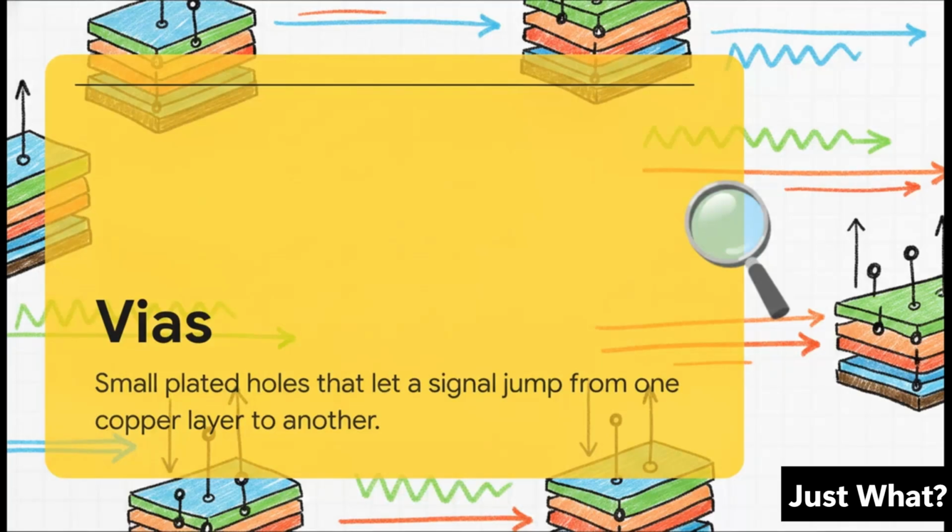Our third core element brings in the third dimension, vias. If traces are the roads, vias are the elevators. Basically, they're these small metal-plated holes that allow an electrical signal to literally jump from one copper layer to another. Because remember, modern circuit boards aren't just flat sheets, they're multi-story buildings, and vias are exactly how our electrical signals travel between the floors to get where they need to go without crashing into each other.